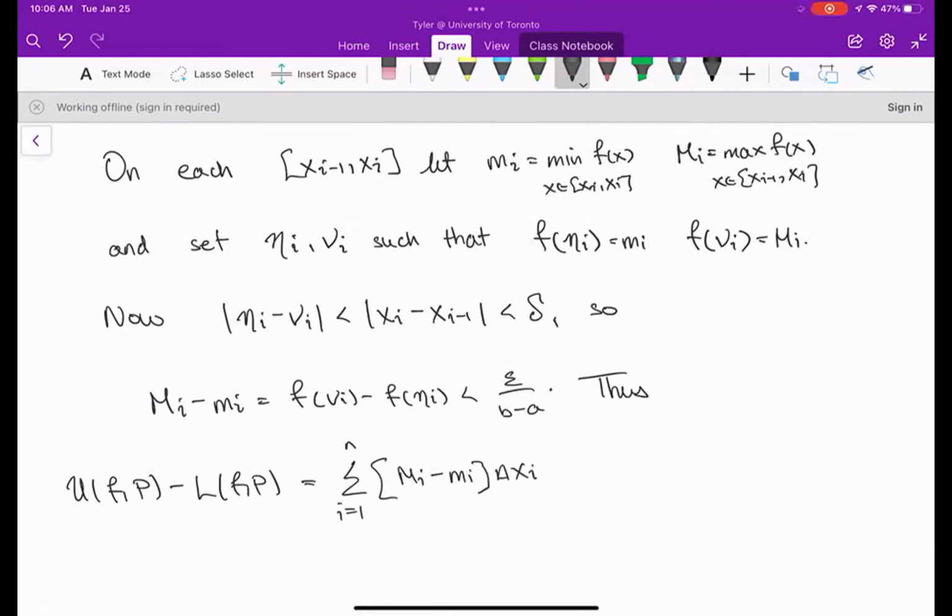Right? So basically, again, the capital Mi is the sup portion. The lowercase mi is the inf. I've just kind of smushed these together, right? The difference in the upper and lower sum will always be sup minus inf times delta xi. And now we've said, well, that is less than epsilon divided by b minus a.